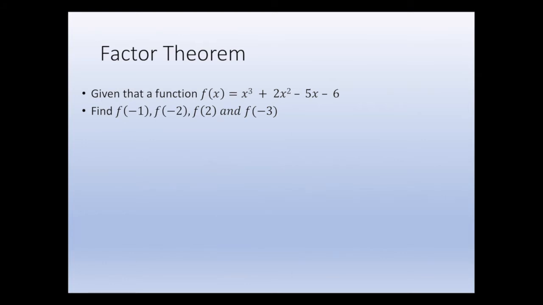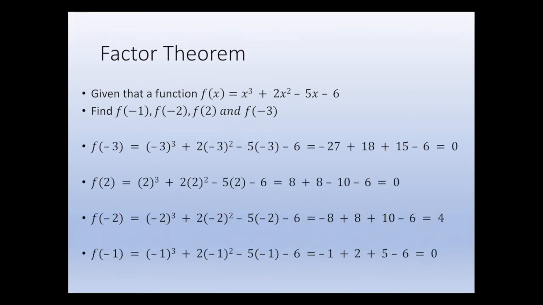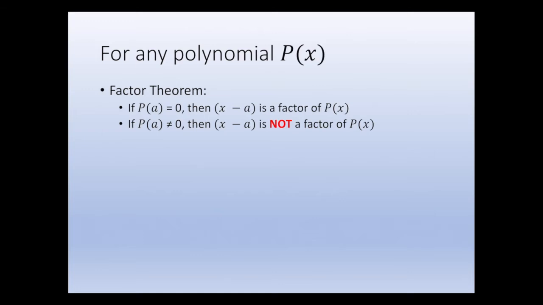Now I'm going to discuss the factor theorem, but before that, if I give you a function f(x) equals x cubed plus 2x squared minus 5x minus 6, can you pause the video for a couple of minutes? Right, you can check your answer against mine. So I've got f of minus 3 is equal to 0, f of 2 is 0, f of minus 2 is 4, and f of minus 1 is 0. What actually is the significance of this 0?